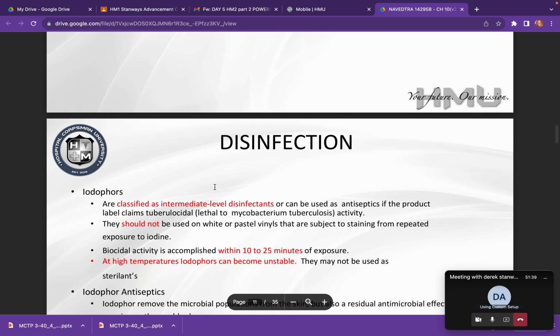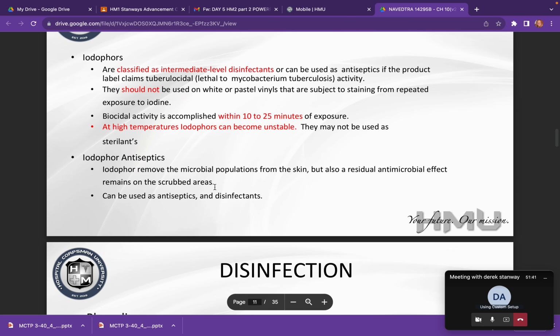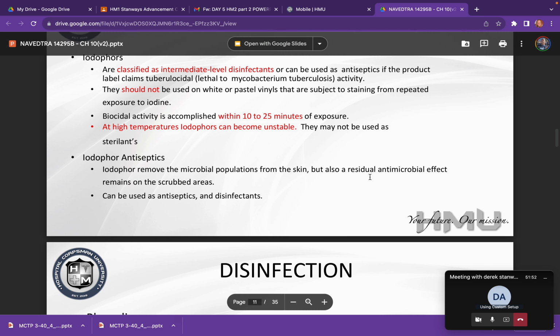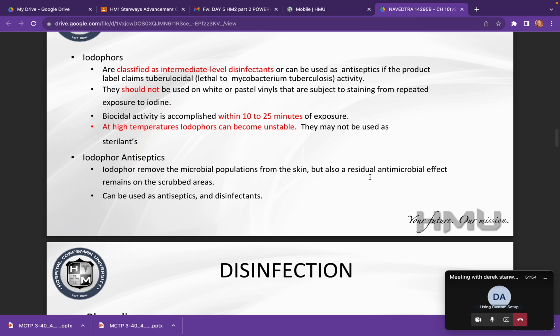Iodophores are classified as intermediate level disinfectants or can be used as antiseptics if the product label claims tuberculocidal, lethal to the tuberculosis activity. They should not be used on white or pastel vinyls that are subject to staining from repeated exposure to iodine. The biocidal activity is accomplished within 10 to 25 minutes of exposure, and at high temperatures, iodophores can become unstable. They may not be used as sterilants.